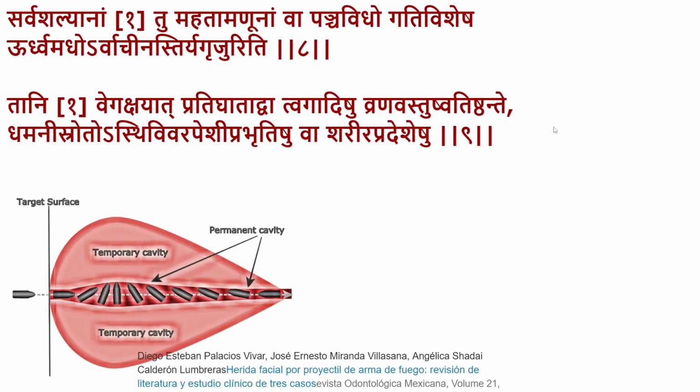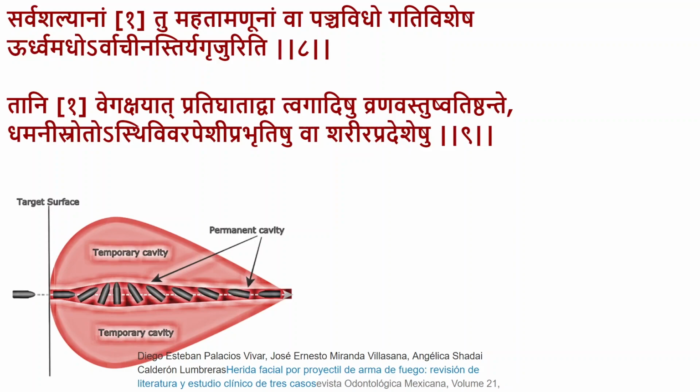Now, once a momentum injury occurs, once it hits into the body, it can produce different forms of injuries, and the pattern and extent of the injury has to be studied. And to study that injury, Sushruta has classified the direction of the impact and then the possible consequences: Sarvashalyalam Mahatam Anunam cha Panchavidho Gati Vishesha Urdhvam Adha Arvachinam Tiryag Rujuriti.